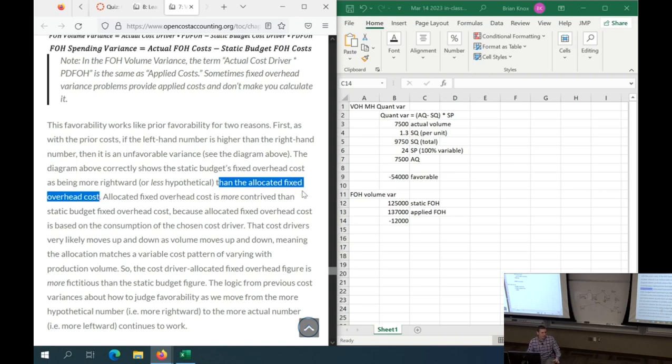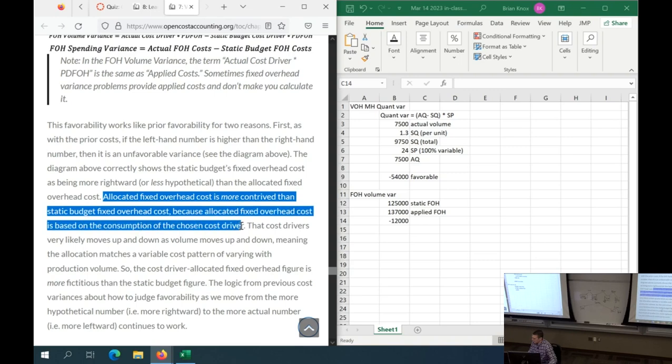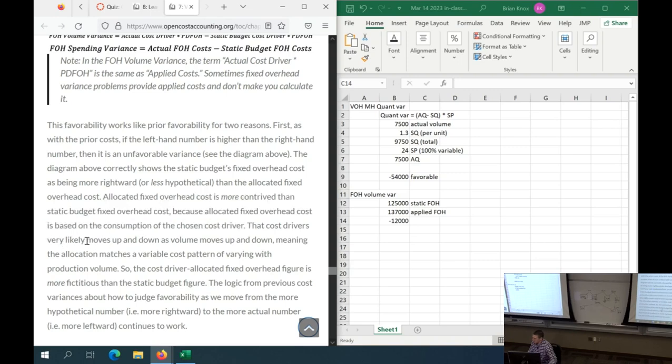Allocated and applied are synonyms. We use those words interchangeably for our absorption costing questions. Also, absorbed is another word we use. So a bunch of A words used in this context. So allocated fixed overhead cost is more contrived than the static fixed overhead cost, because allocated fixed overhead cost is based on the consumption of the chosen cost driver. That cost driver more likely moves up and down as volume moves up and down.